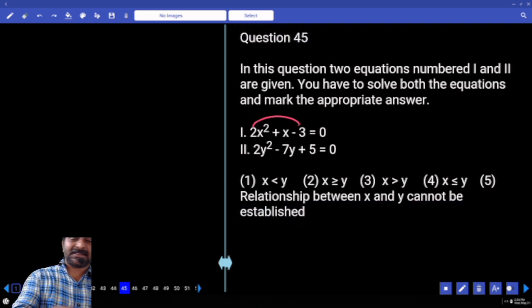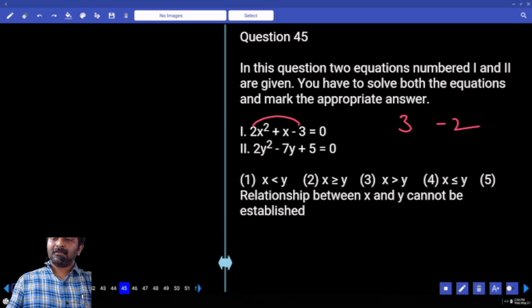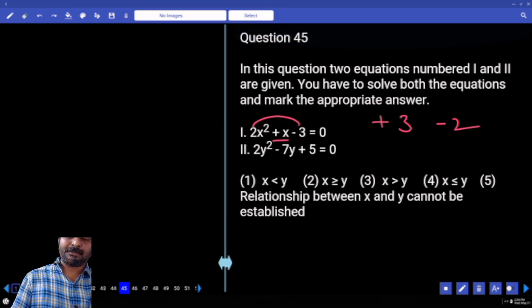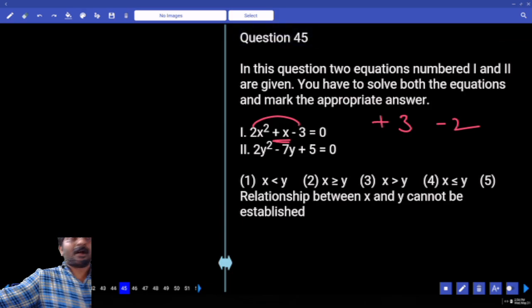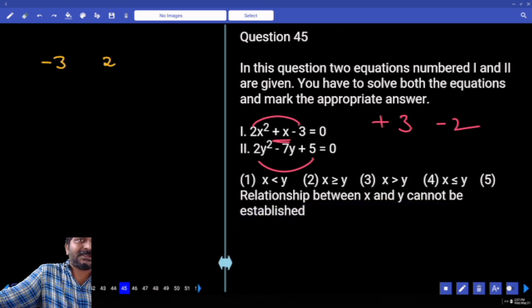Product must be minus 6, 3 into minus 2. That's how the sum becomes plus 1, correct? So combination is plus 3 comma minus 2. Factors are minus 3 comma plus 2, divided by, not required, because the y square equation also has the same coefficient, so you don't have to write it. That itself is the combination.